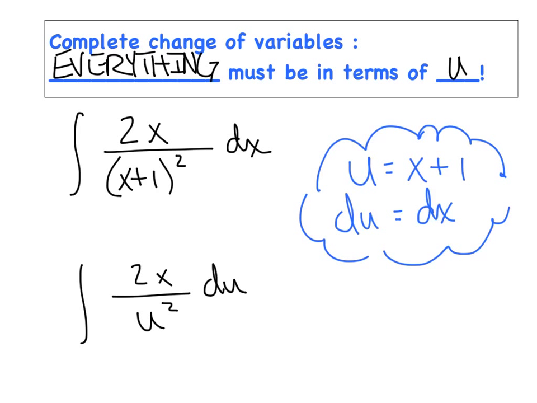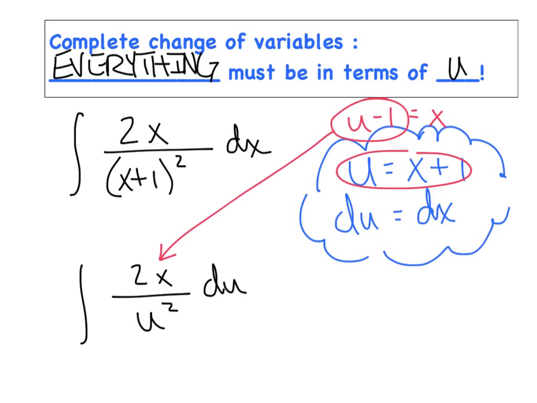Do you like what you see? Well, I'll tell you what, I don't, because I was not able to cancel all the x's. I still got this x dangling in there, and that's a major problem because everything's got to be in terms of u. So what I'm going to do is I'm going to go back to this statement right here, and I'm going to solve it for x. I'm going to say u minus 1 has to equal x, and I'm going to substitute the u minus 1 in for this x right here.